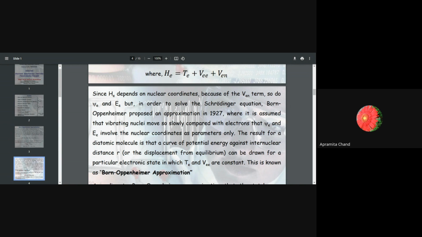The result for a diatomic molecule will be a curve of potential energy against internuclear distance, or displacement from equilibrium, and this can be drawn for a particular electronic state in which the kinetic energy of the electrons and the electron-electron repulsions are constant. This is known as the Born-Oppenheimer approximation. It is drawn from the approximation that the nuclei are moving very slowly compared to the electrons.